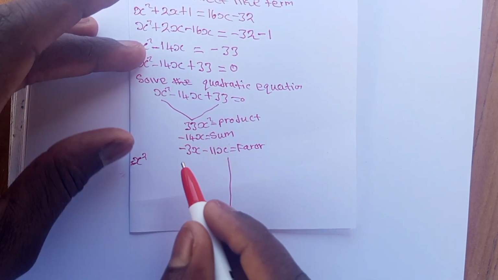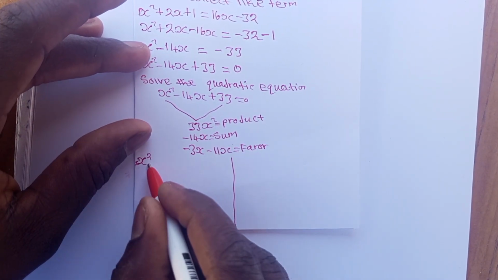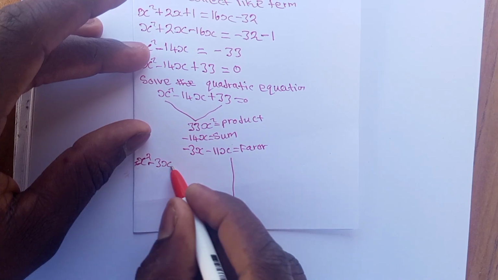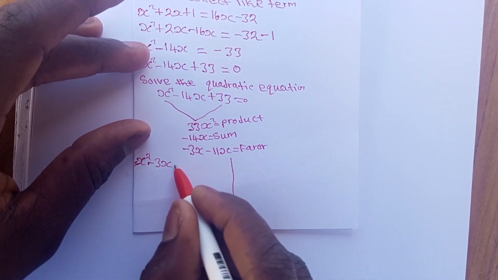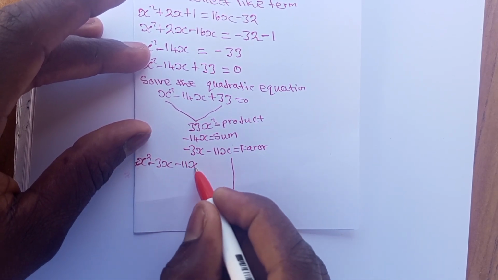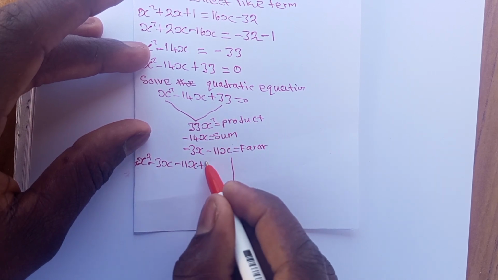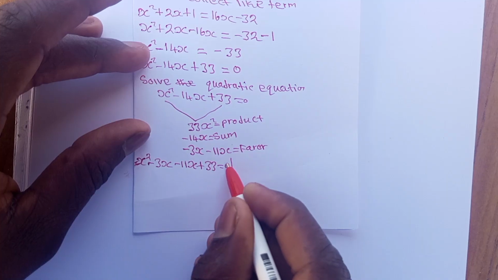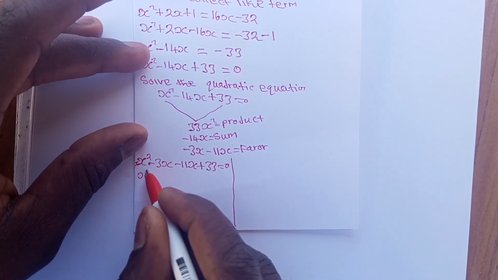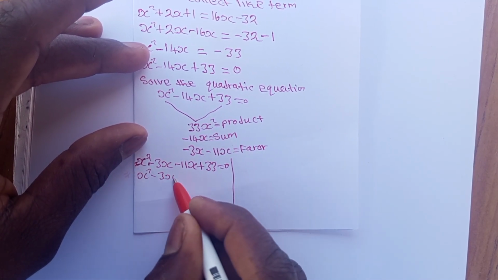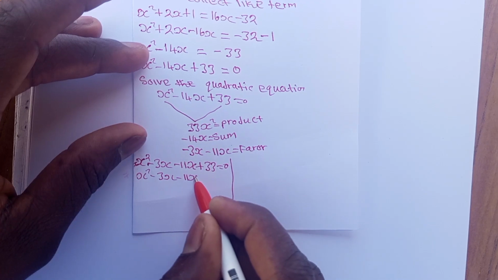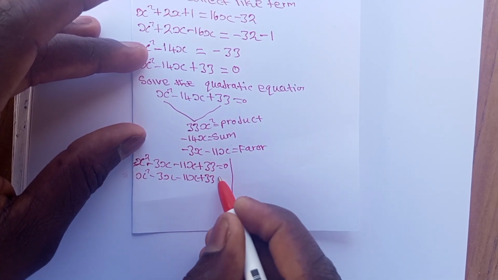We are going to take x square. We take minus 3x, minus 11x, and the last one, plus 33, equals to 0. So x square minus 3x minus 11x plus 33 equals to 0.